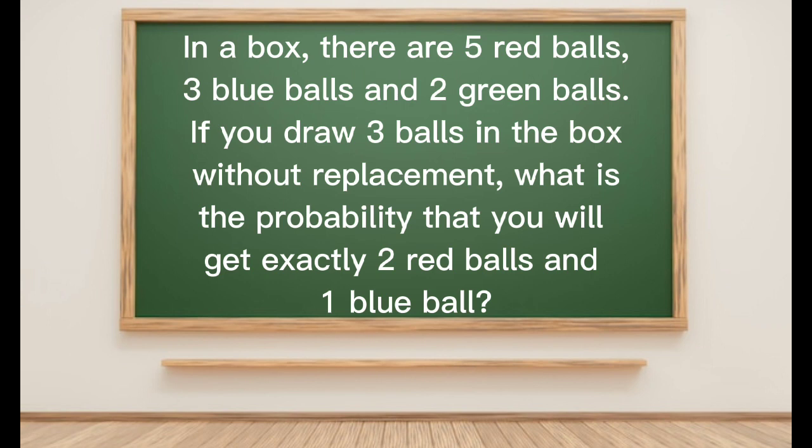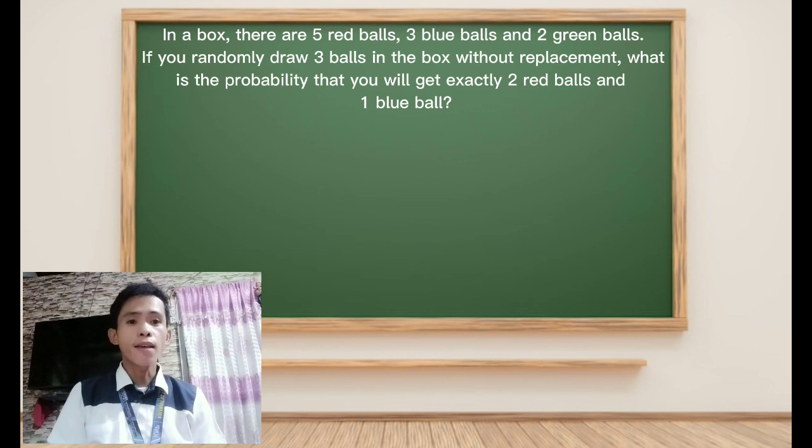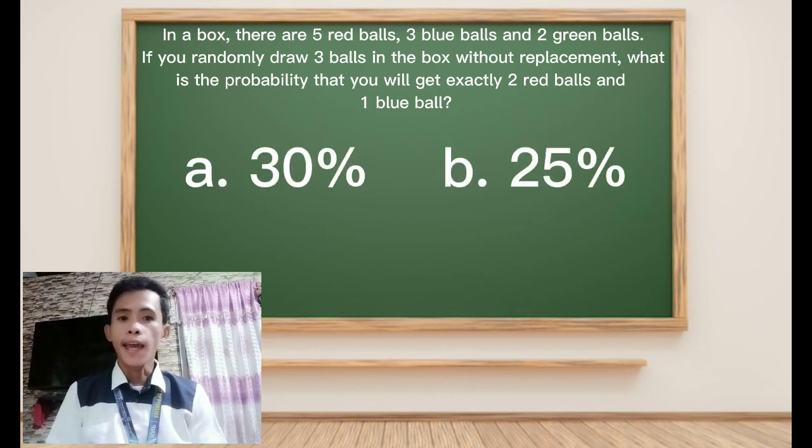In a box, there are 5 red balls, 3 blue balls, and 2 green balls. If you randomly draw 3 balls from the box without replacement, what is the probability you will get exactly 2 red balls and 1 blue ball? Ngayon, sa ating problem ay may dalawang posibleng sagot. A, 30% or B, 25%.